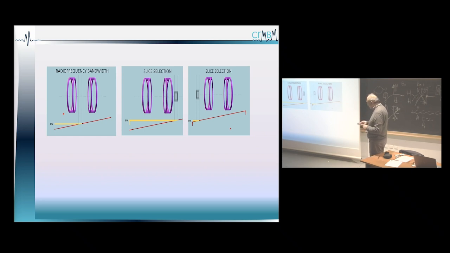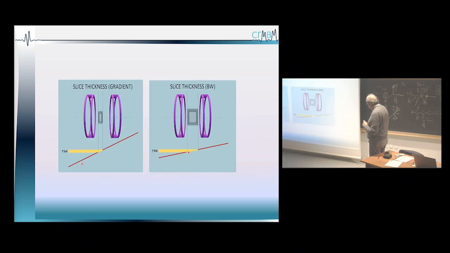In addition to that, you can also select the thickness of the slice, which we call the BW, the bandwidth. The thickness of the slice depends on the slope of the gradient in here. You can understand very easily: if the slope is small, the thickness will be large, and if the slope is very high, the thickness will be much smaller. It's just a matter of electronics.